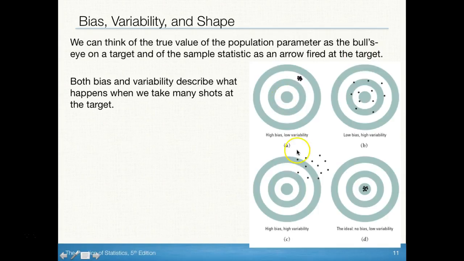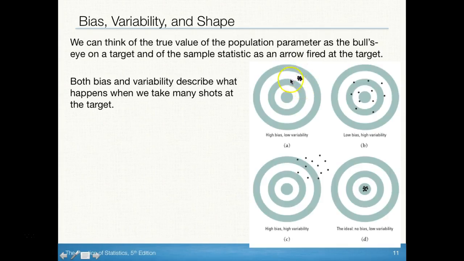Now when I shoot arrows at a target, this is usually what happens to me. I'm really nowhere near the center of the target, and I've got a lot of variability. A sample statistic like this would be bad at estimating the true value of the population parameter. We have high bias and high variability. What might be better? Well, low variability is better. However, this is nowhere near the center of the target either. This is also bad. This has high bias.